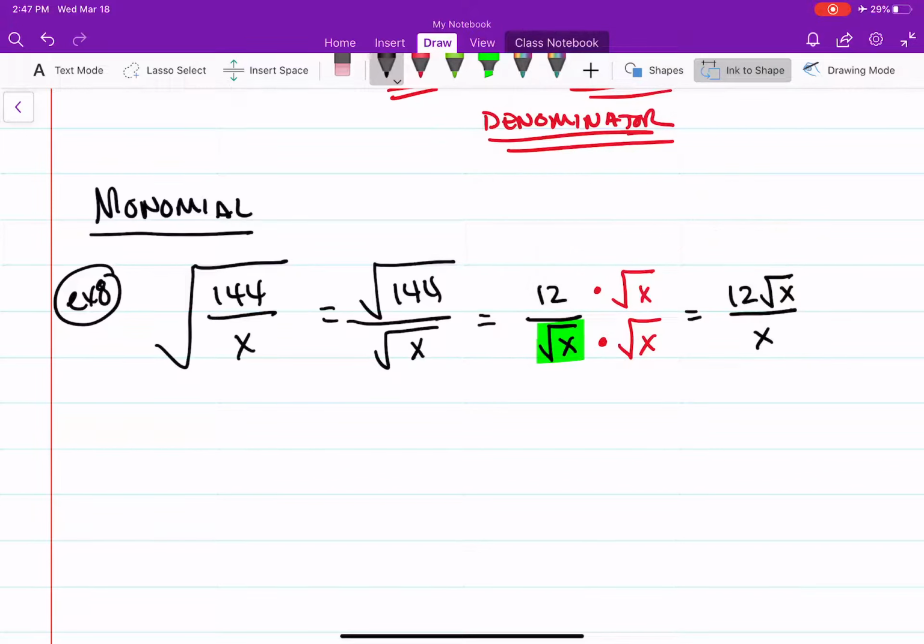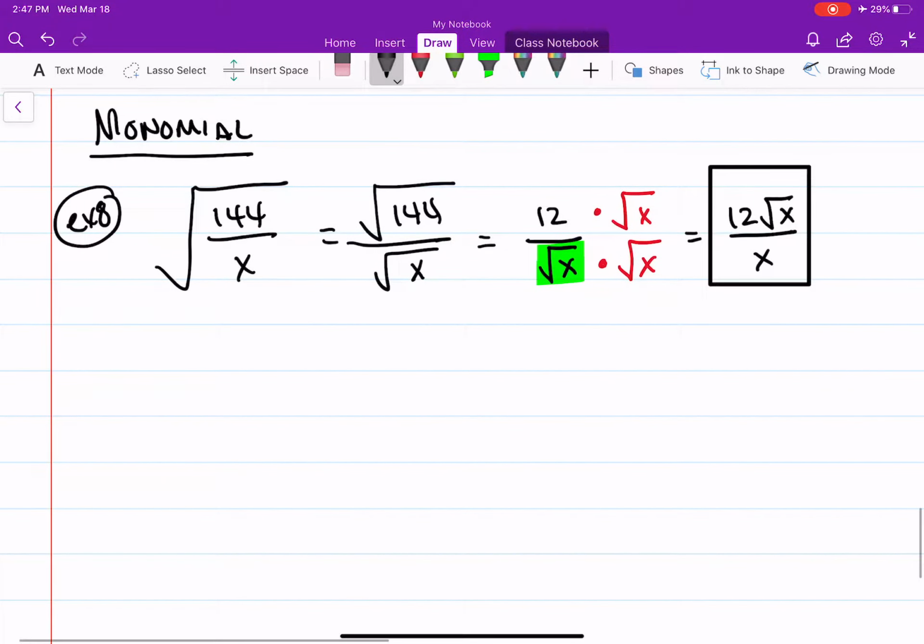Since the radical is gone in the denominator, I'm done. And I can't reduce anything. So therefore, I am finished. Okay? Any questions on that? No?